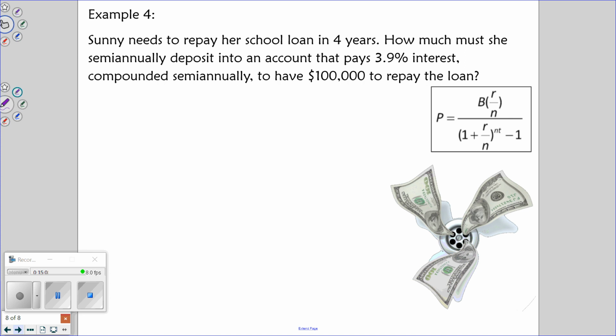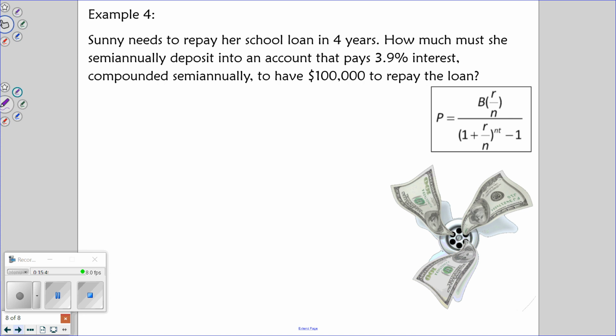All right, last one, example 4. Sunny needs to repay her school loan in 4 years. How much must she semi-annually deposit into an account that pays 3.9% interest compounded semi-annually to have $100,000 to repay the loan? Whew, she's repaying $100,000 in 4 years. That seems like a lot of money. Think about that. 100,000 divided by 4 is what? It's 25,000 a year. That's a lot.